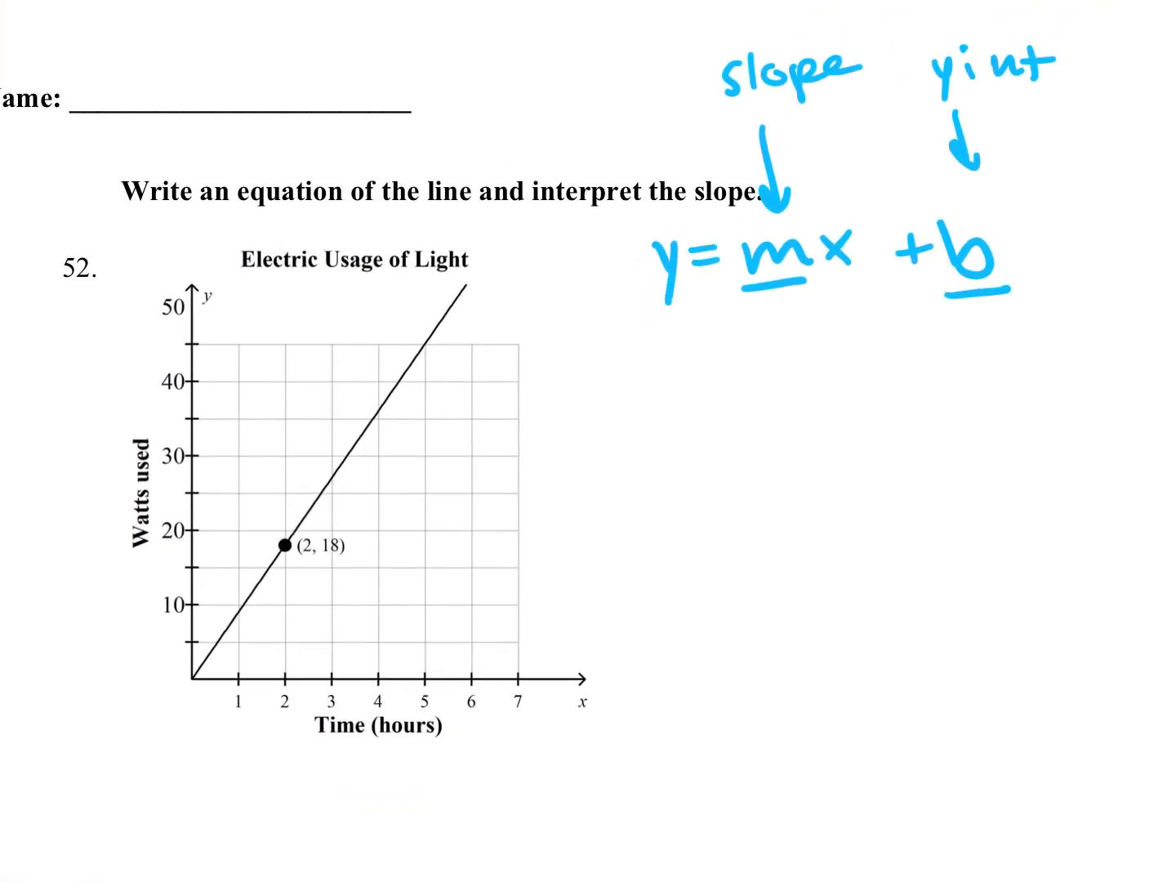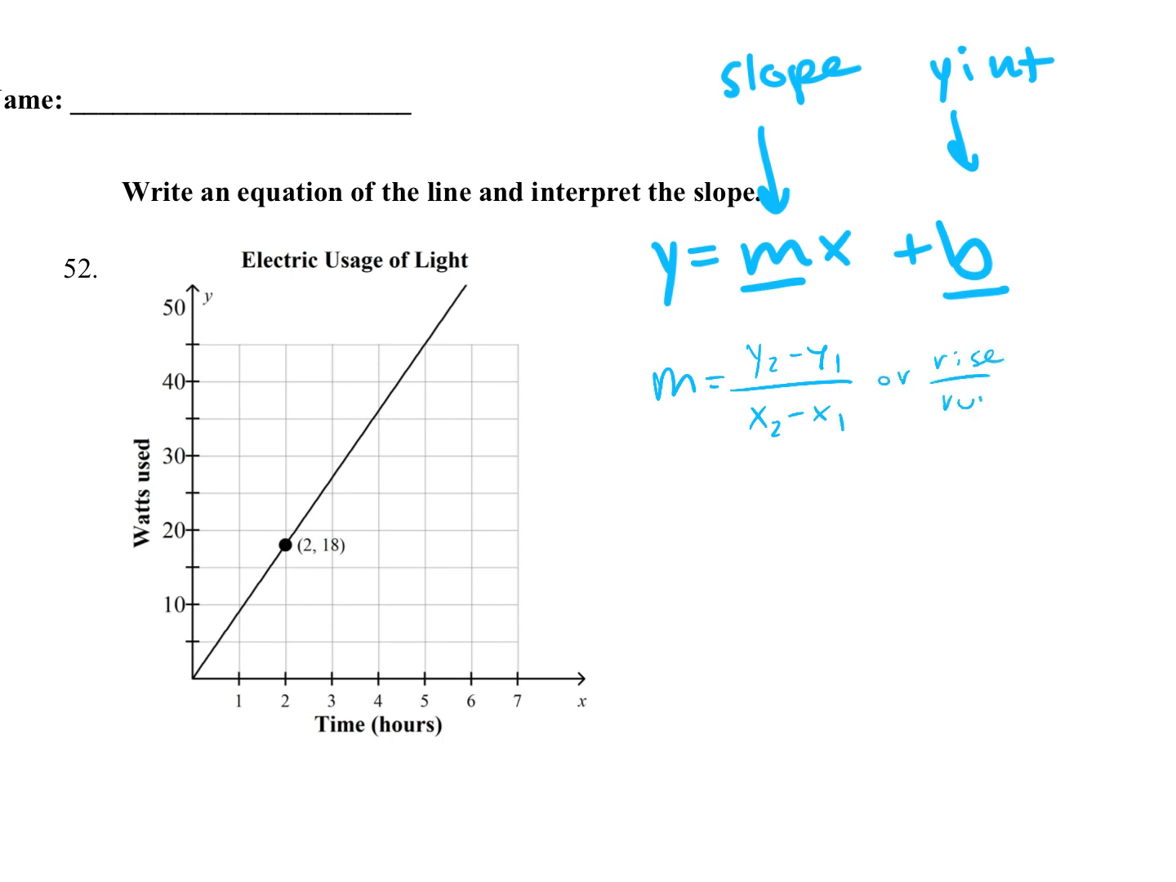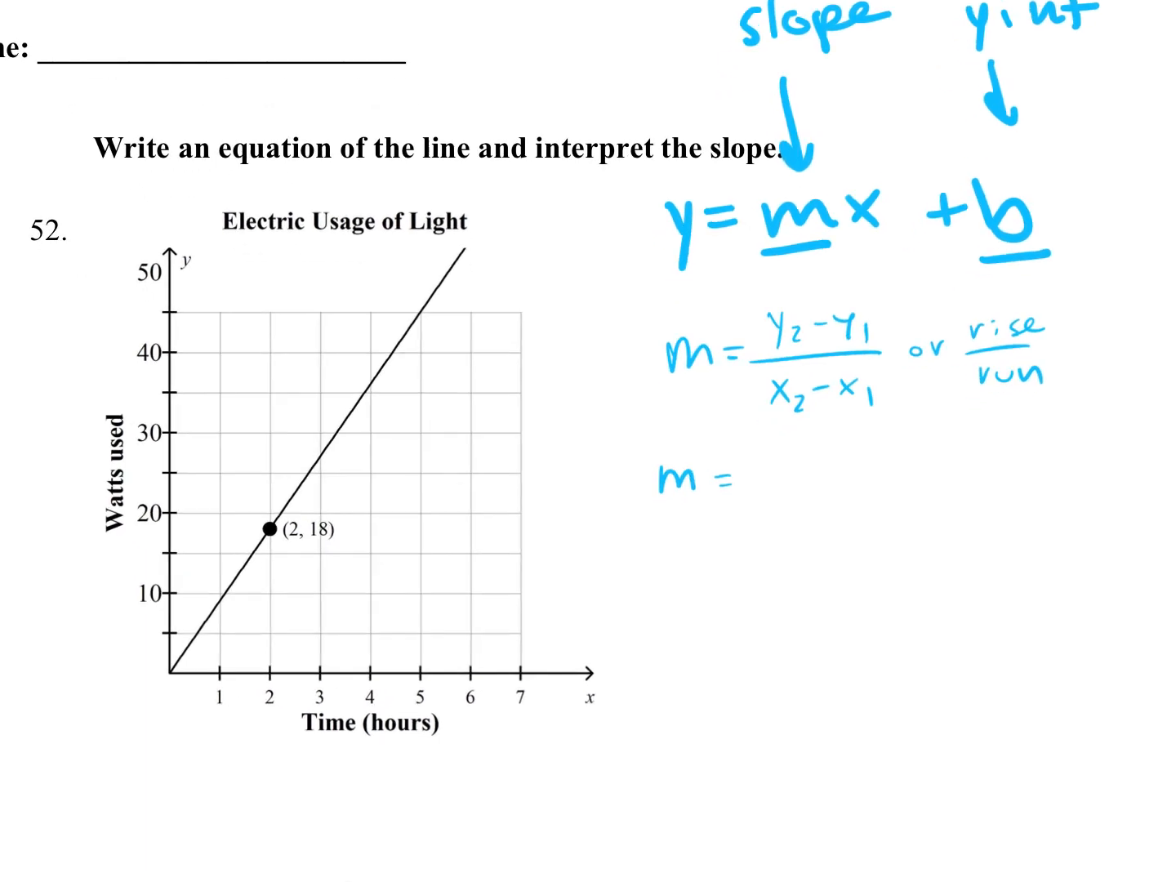How could I find the slope here? So I have a formula: y2 minus y1 over x2 minus x1. Or we could just use rise over run, so we could count. I'm going to use the formula just for practice.